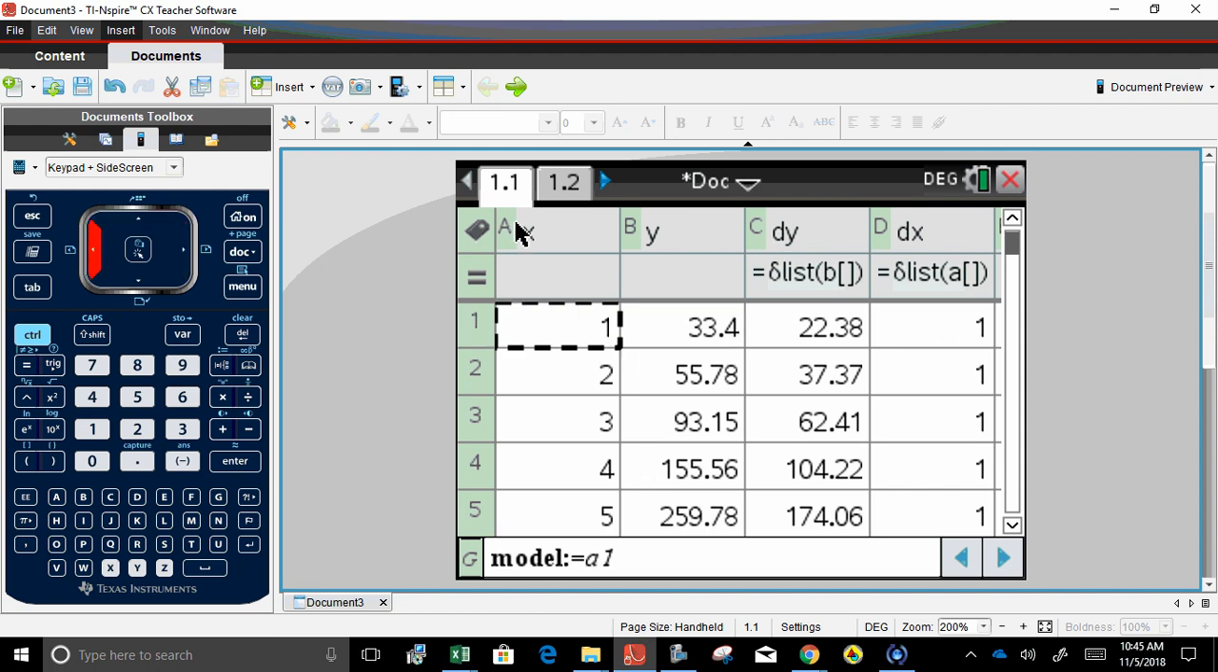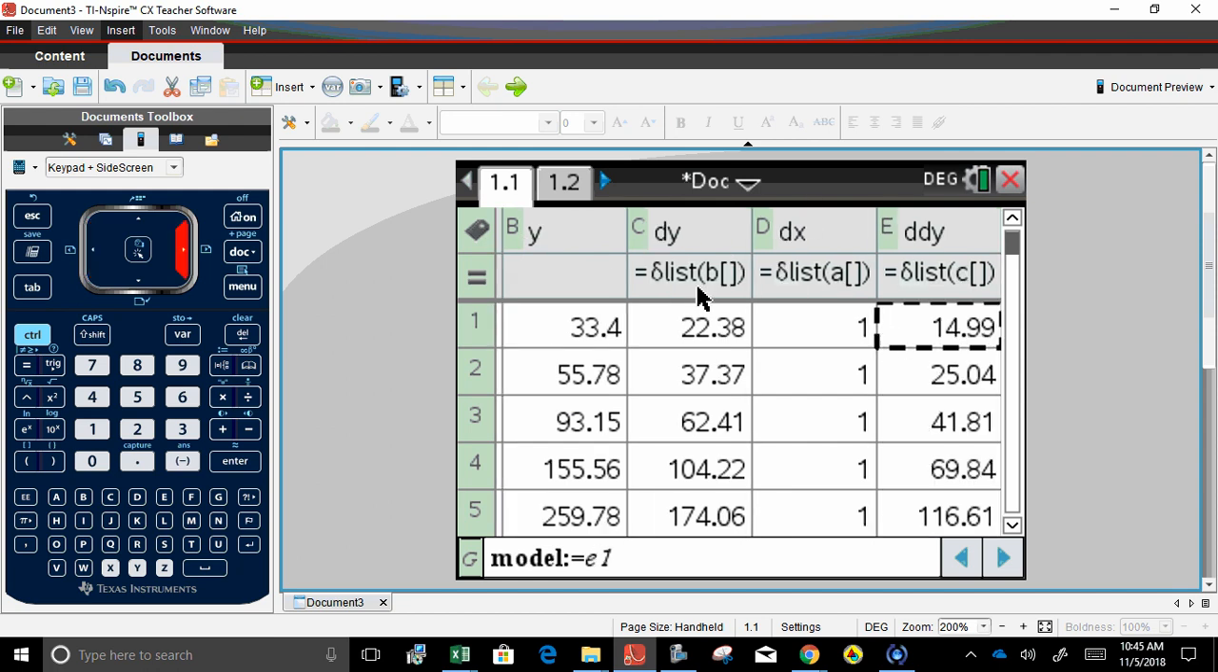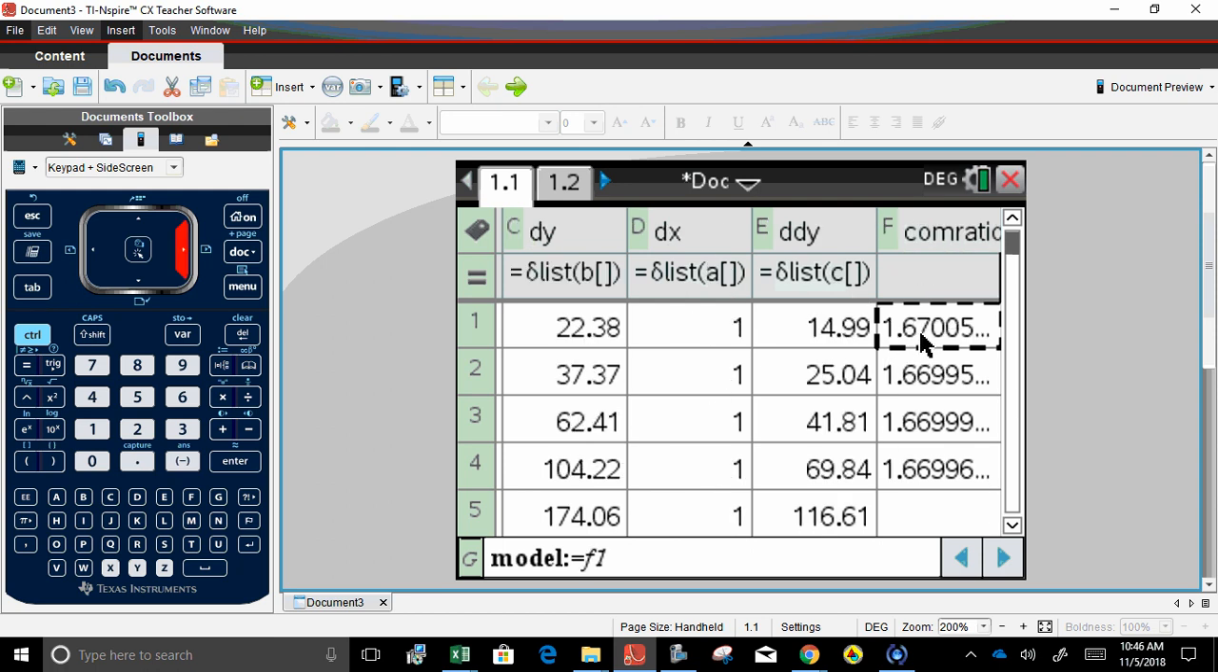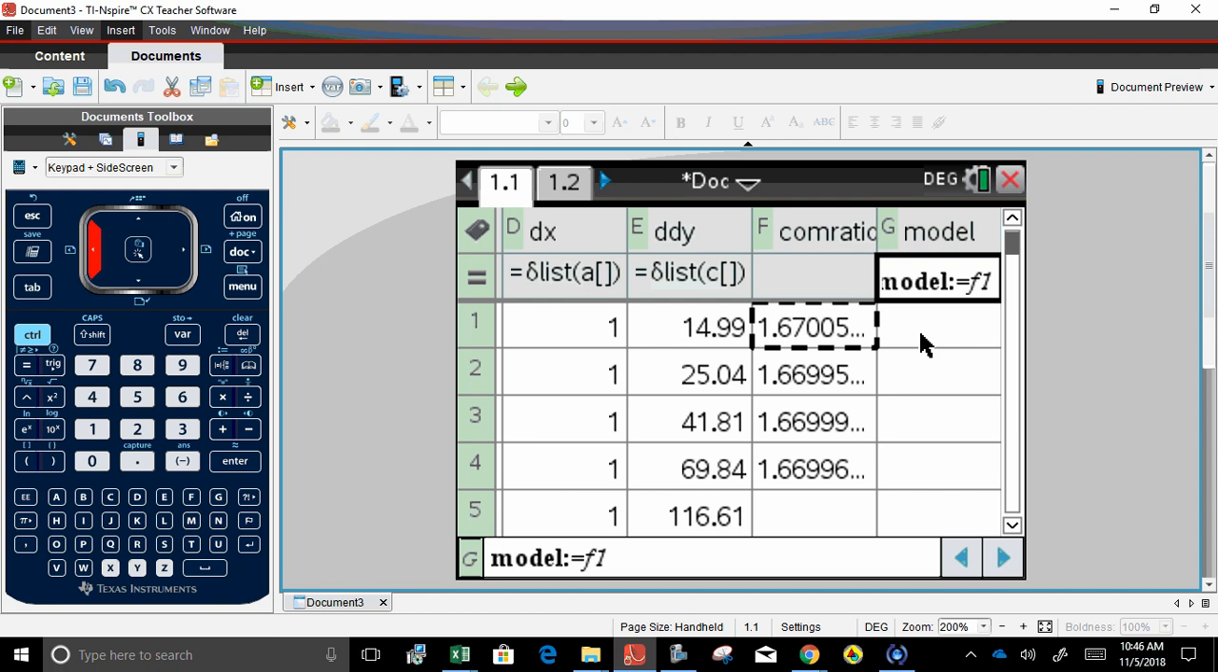Pay note to the column headers: x, y, dy, dx. Notice that dy is the change in list B, which is your output, because y is your output. Delta list, notice the lowercase Greek letter delta, that's delta list of A, because A is where you have your input. ddy is the change in the change in the output, so that's the delta list of the delta list, which would be just the delta list of C, where I put my outputs. And C ratio stands for common ratio, and basically that's a recursion.